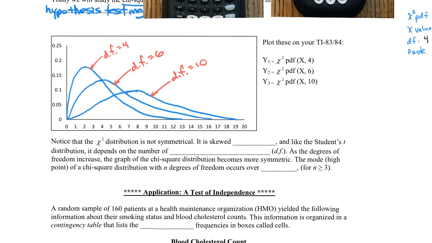So when you're all done and they're all graphed on your calculator, you'll get a picture kind of like what I've shown. I've freehanded them, so they're not perfect. One thing that'll help you draw them, though, is the peak happens at n minus 2. So 4 degrees of freedom, it peaks at 2. 6 degrees of freedom peaks at 4, and 10 degrees of freedom peaks at 8. So it'll help a little bit with the drawing, but they're not that easy to draw.